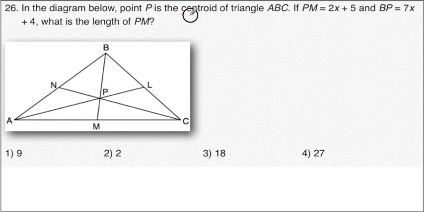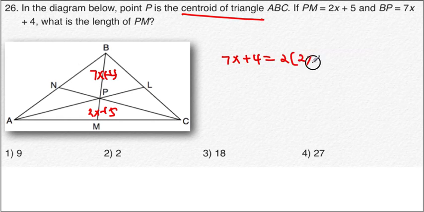Alright, centroid of a triangle. In fact, centroids trisect each other, we call it, meaning it divides medians into 2:1 ratio. So PM, which is here 2x plus 5, and then BP 7x plus 4, that has been 2:1 ratio. In other words, 7x plus 4 must be equal to 2 times 2x plus 5. Then we get 7x plus 4 is equal to 4x plus 10.